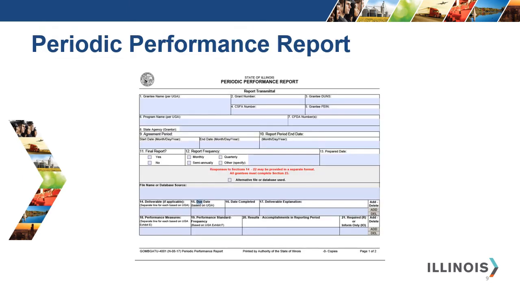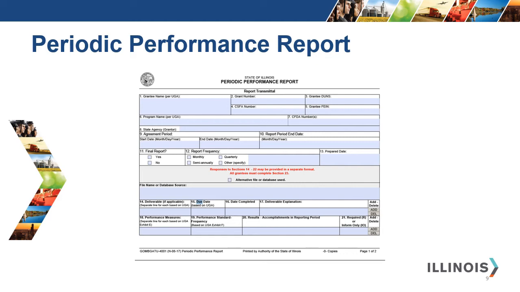On the PPR, cell 14, deliverable, is from Exhibit B of the grant agreement. For example, 03JD activity delivery. You'll need a line for each activity listed in Exhibit B. Cell 15, due date, is the end date of the grant. Cell 16, date completed, is the end date of the quarter or the specific date in the quarter that an activity was completed. Cell 17, deliverable expense, such as project is on schedule, or if you report something specific like opened bids.